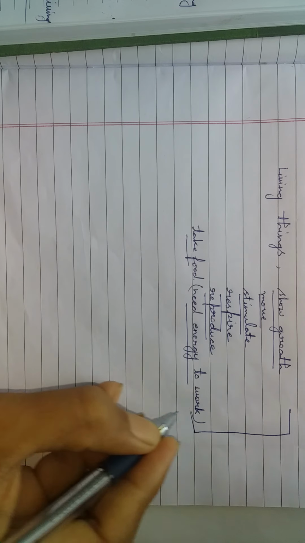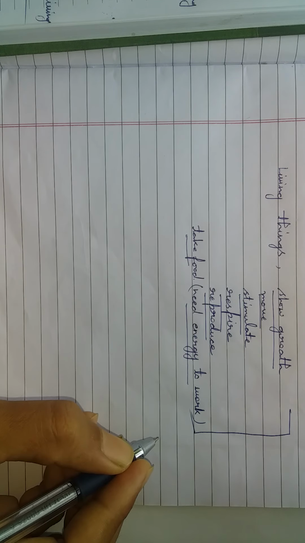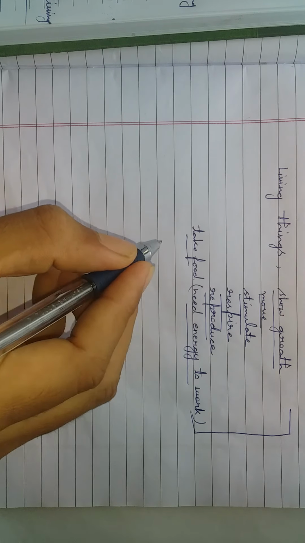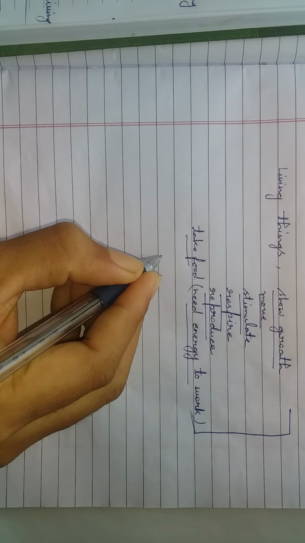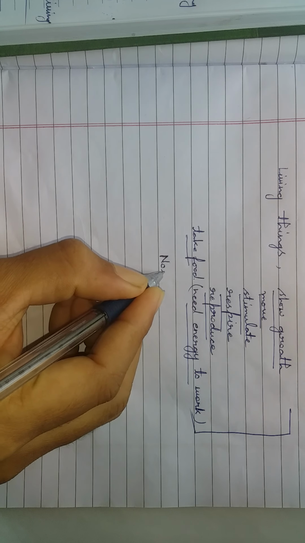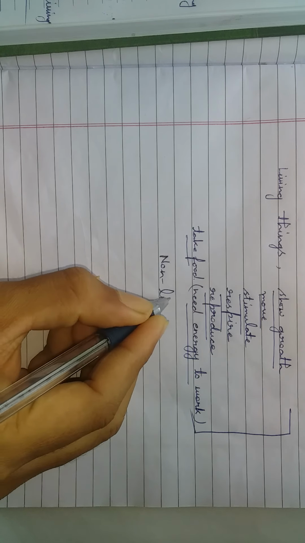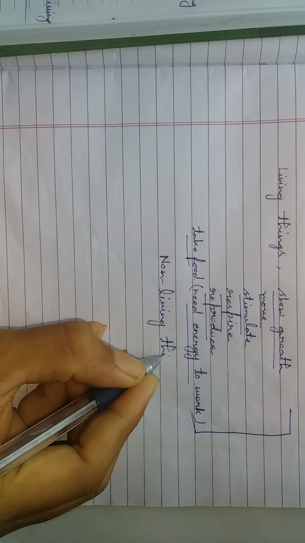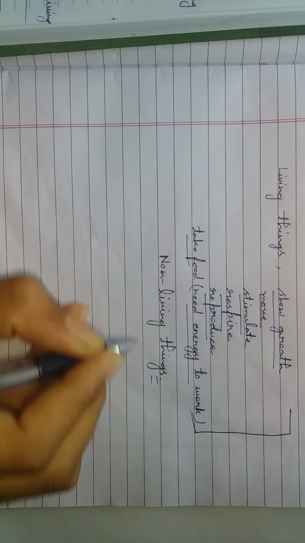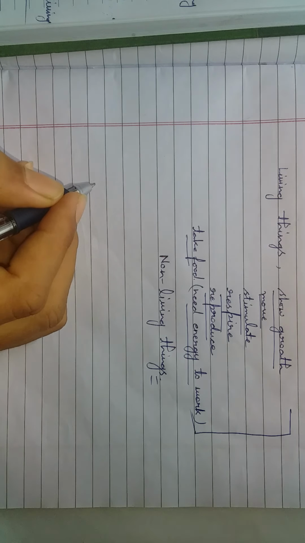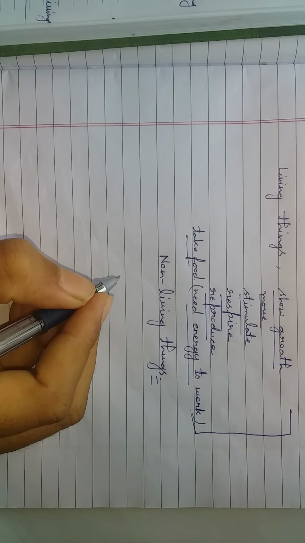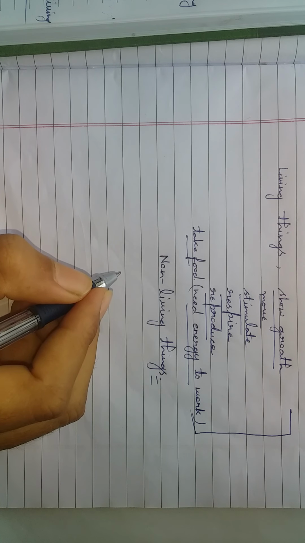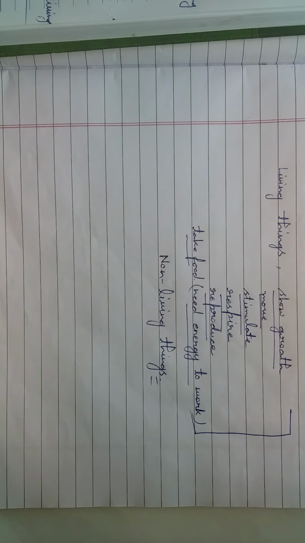If you find the lack of any of these characteristics in the object given to you, then you will say that the object is not living. That is the method of contradiction.